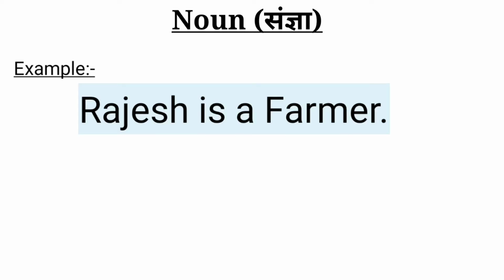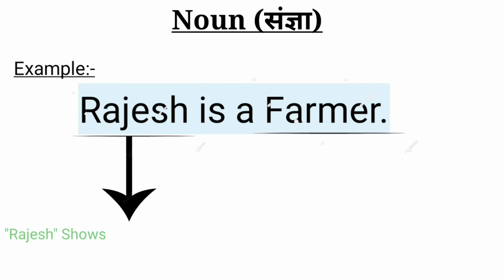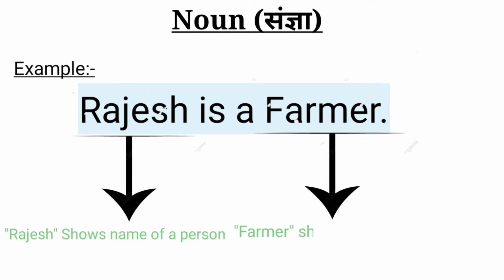Here Rajesh is a farmer. The sentence Rajesh is a farmer contains Rajesh and farmer words that show noun. Here Rajesh shows name of a person and farmer shows name of an occupation. So both show what? Name. So Rajesh and farmer are also nouns.